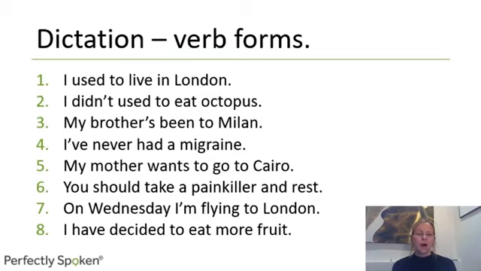Okay, so sentence 1 and 2 are used to for past habit. Sentence number 3 is present perfect for experience. Here in sentence number 3, the apostrophe S, what verb is it? Is it is or has? Yes, in sentence number 3, apostrophe S is has. My brother has been to Milan. My brother's been to Milan. Number 4 is present perfect.